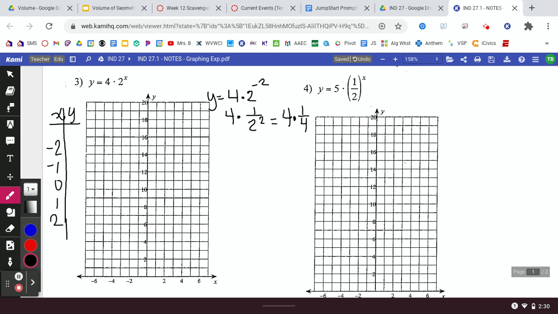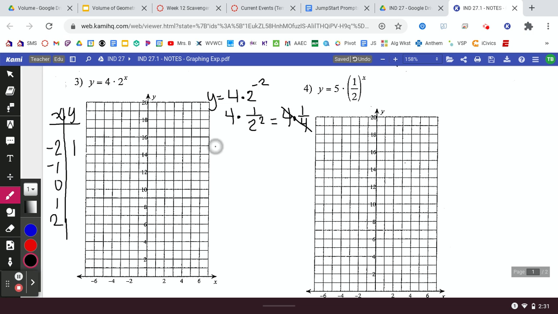Now I'm ready for multiplication. 4 times 1/4, those cancel out, and I get 1. So it's a little bit more math when there's a multiplication added in there. And you have to do it in the right order. If you take 4 times 2 first and then get 8, and then take 8 to the negative second power, you're going to get 1 over 64. You're going to get the wrong answer if you don't do it in the right order.